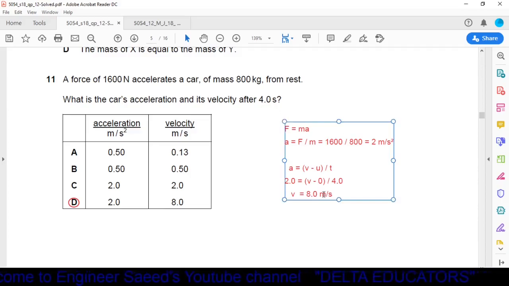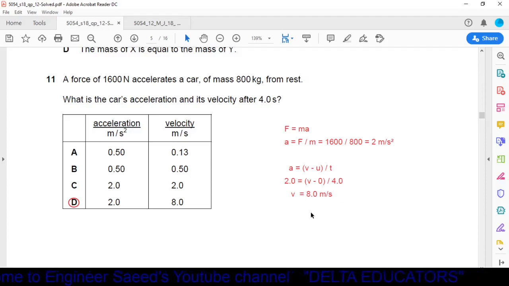Time is given 4 seconds, and by solving we will get v equal to 8 meter per second. So option D is the correct option. Acceleration 2 meter per second square and velocity is 8 meters per second.